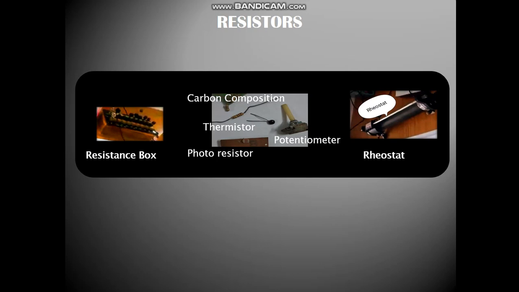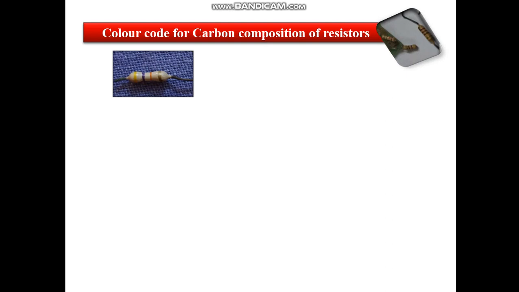Now let us go specifically to the color coding of the carbon composition resistors. So we have resistances, we have a lot of colored lines on these carbon composition resistors. Now what are we going to do with these lines? They are codes. So we have the first line, the second line, the third, and the fourth line here. There may be a fifth line also. Now these are the leads which we can see.